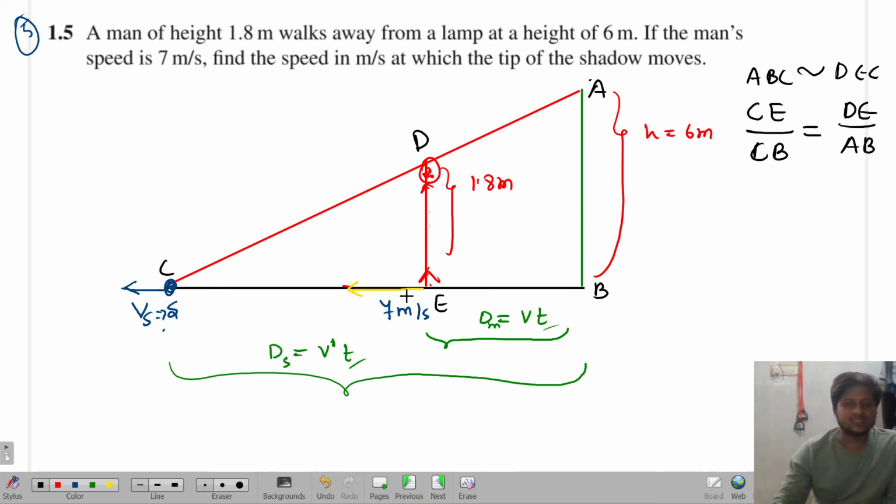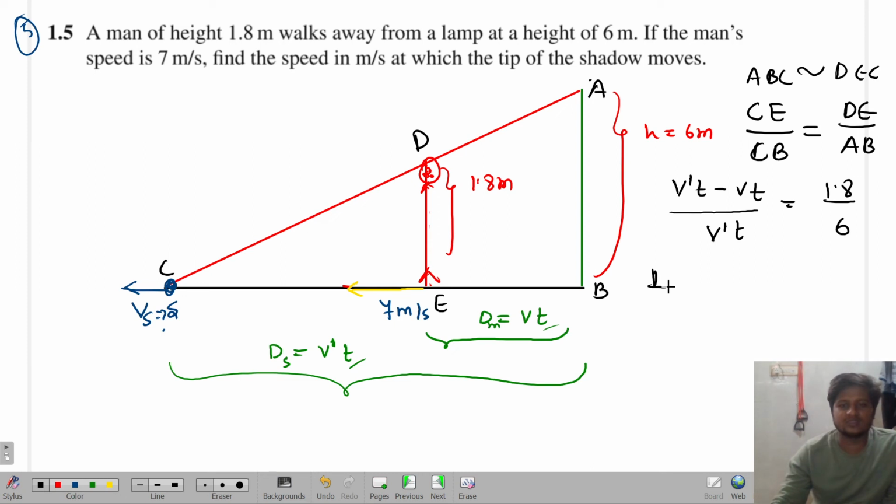But what is this CE? CE is nothing but V prime t minus Vt, divided by CB, which is V prime t. DE is how much? 1.8. AB is how much? 6 meters. Got it or not?